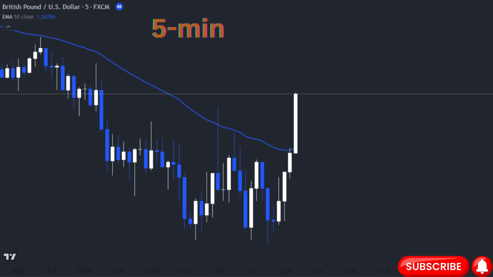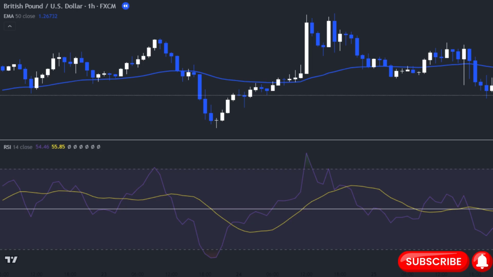On 5 minutes, the price at first should be below the 50 EMA, then it should cross this EMA with a momentum candle and close above. This now makes the trend on the lower time frame to be in the same direction with that on the higher time frame, and with this, it makes rule number 2 valid. Let's move to rule number 3.